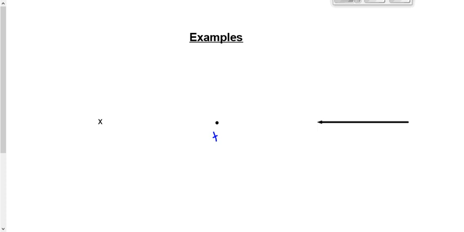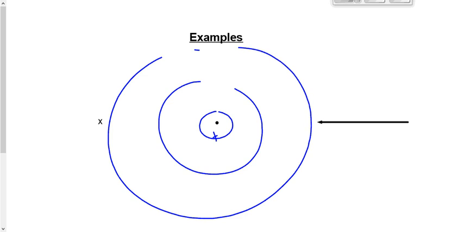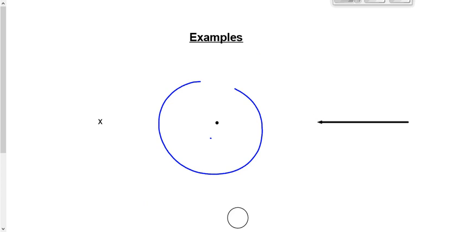This dot means it's going towards us, right? It's coming out of the page, or towards us. We've got magnetic field lines that look like this. They keep getting further and further apart. I'm going to draw just one, just so it doesn't clutter up my page here. In the end, all the magnetic field lines are pointing in the same direction, right? You don't have to do it for all of them, just do it for one. You have the answer for all of them.